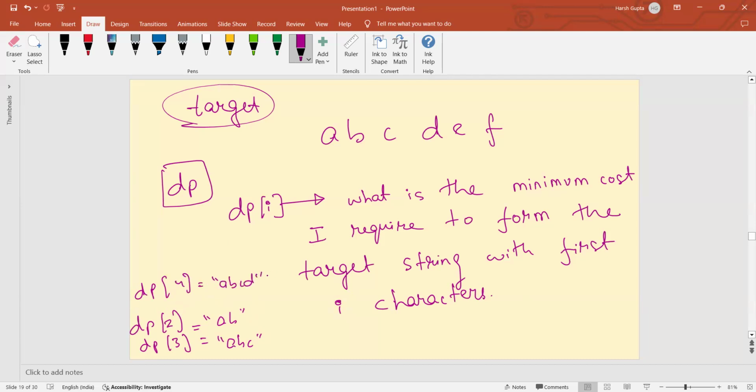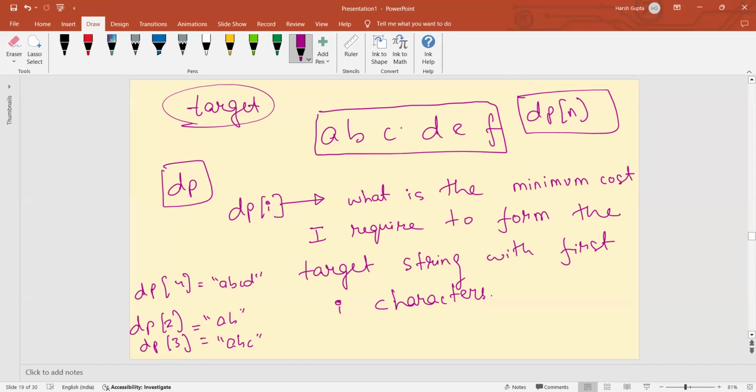So can anyone guess what the final answer will be? The final answer will be DP of n, right? It will be stored in DP of n, because we require the minimum cost for constructing the entire target string, and when we talk about constructing the entire target string, we are talking about the string of full length n, isn't it? And can anyone guess what DP of 0 will be? Yeah, you guessed it right. DP of 0 will be 0, because for constructing a string of length 0 you don't need any cost, isn't it? So DP of 0 will be 0.